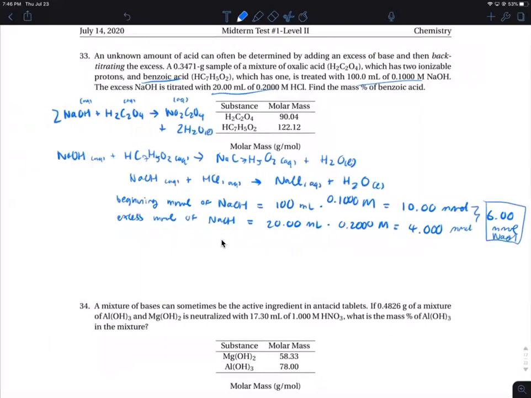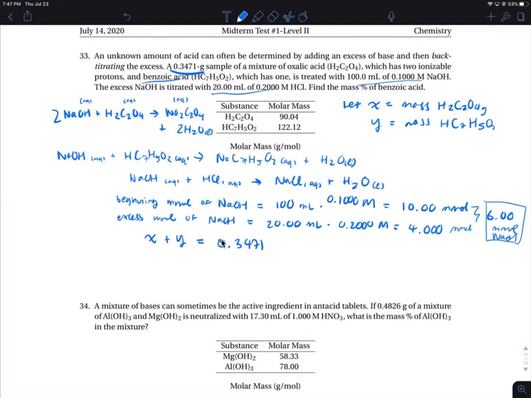So now let's do some algebra. So let's let X be the mass of oxalic acid, and then Y be the mass of benzoic acid. So if we do that, then we can write out some equations. So we know that X plus Y are going to add up to the total mass of the sample, which is 0.3471.